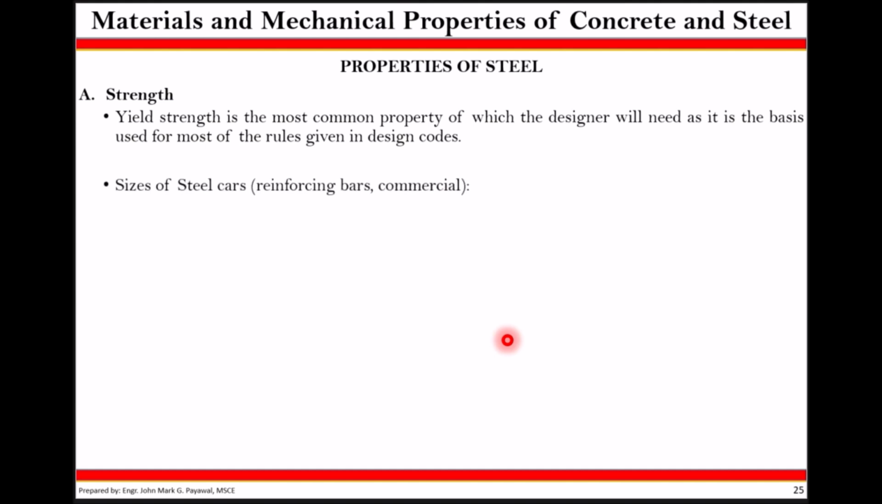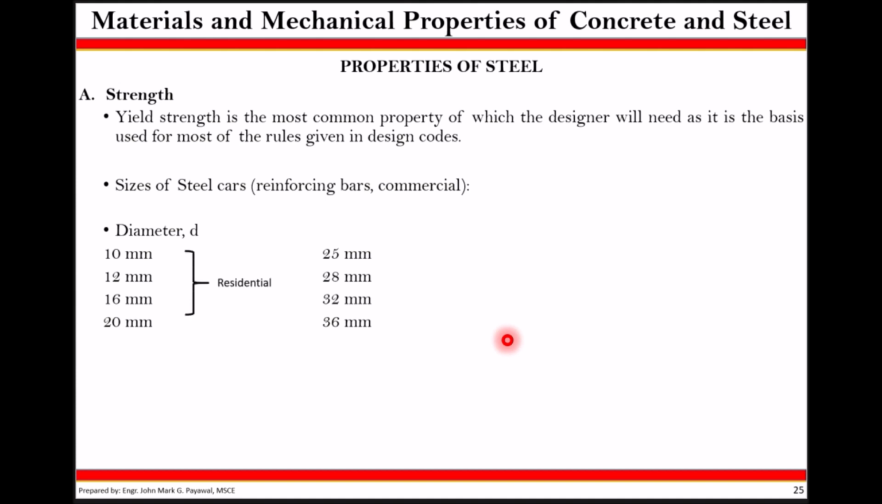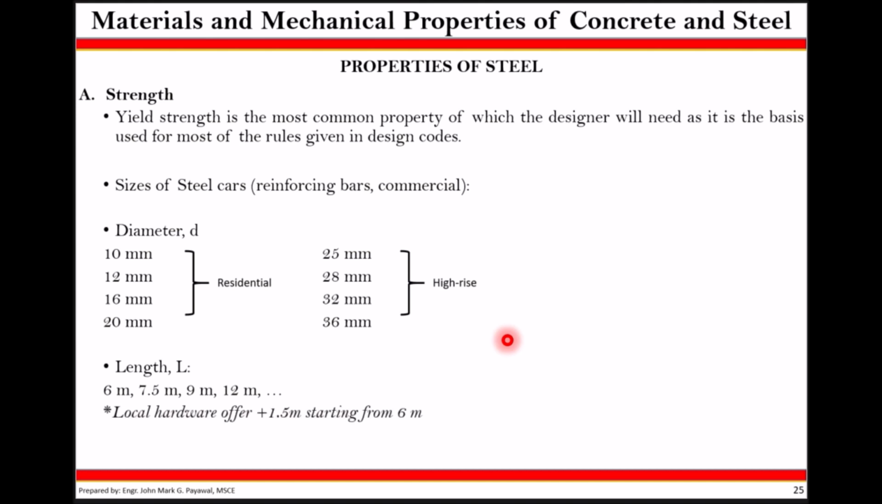The sizes of your steel vary in terms of diameter. It could be 10, 12, 16, 20, 25, 28, 32, or 36. If you are constructing a residential building, maybe you can consider using 10 to 20 millimeter diameter. If it's a high rise, now we start using 25, 28, 32, and 36. Also, your steel can be categorized in terms of its length. It could be 6 meters, 7.5 meters, 9 meters, or 12 meters. There could be an increment of 1.5 per order at your local hardware.